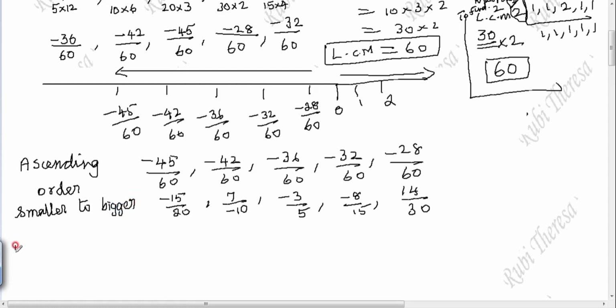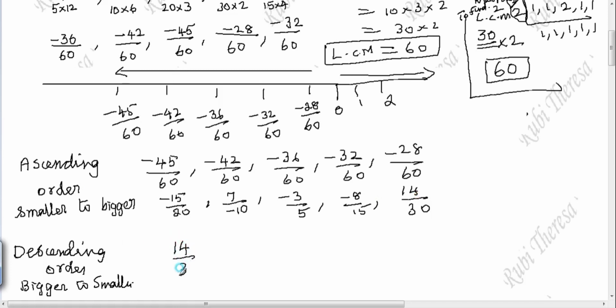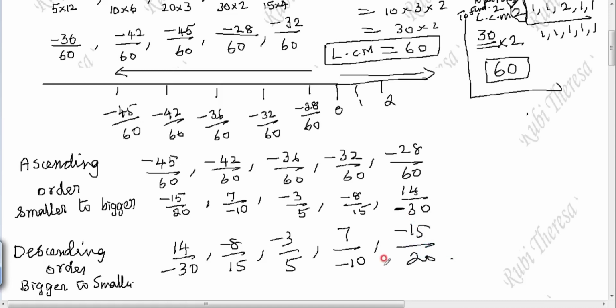Next one is what? Descending order, bigger to smaller. That means just reverse, because when comparing smaller to bigger, then bigger to smaller. So what is the answer? 14 by minus 30, minus 8 by 15, minus 3 by 5, 7 by minus 10, minus 15 by 20. Understand?